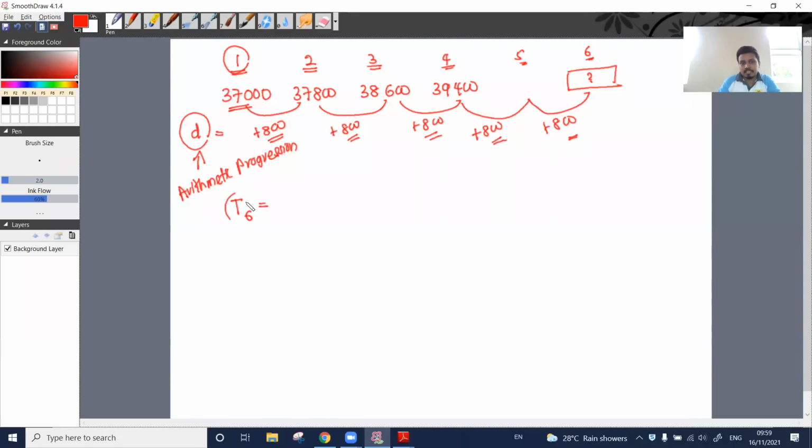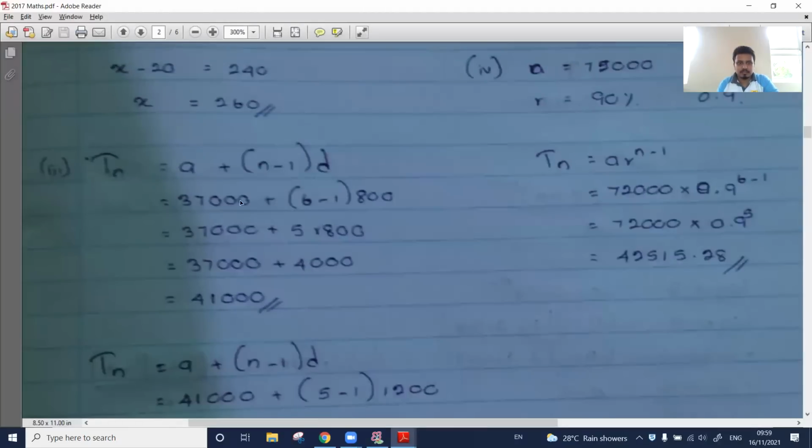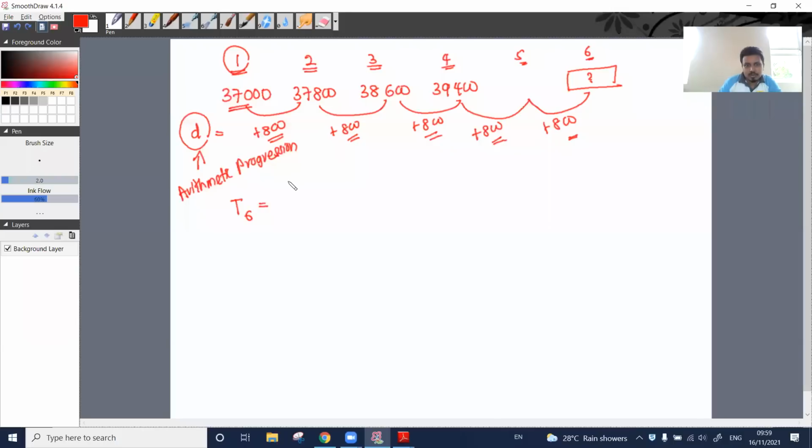How can we find that? A plus n minus 1 d. The n value is 6, n minus 1 means 5, 5d. The starting salary, the first term value, is 37,000.